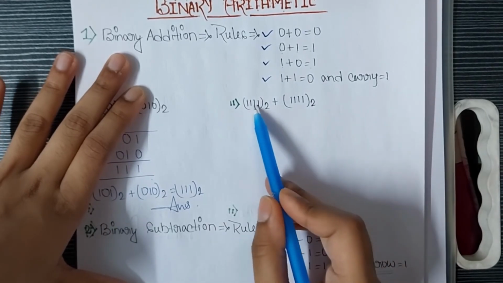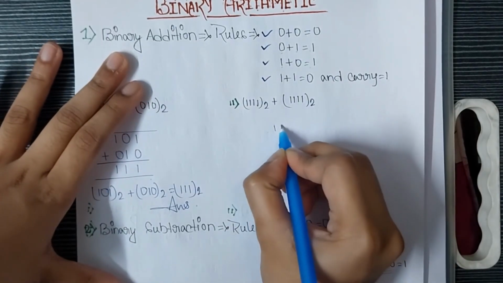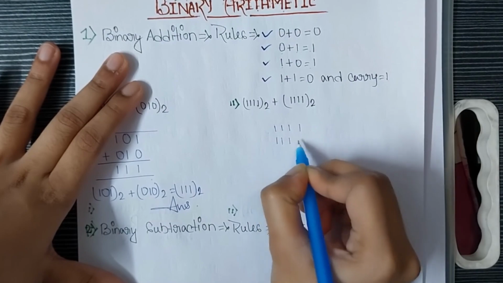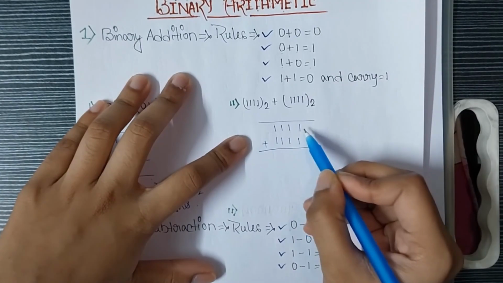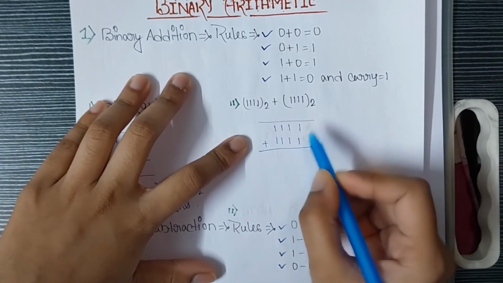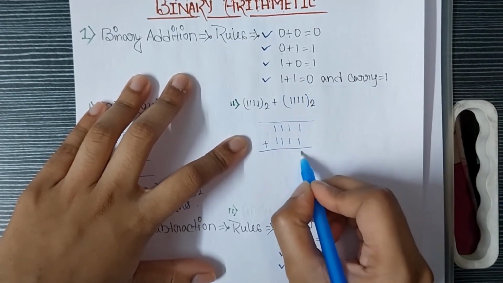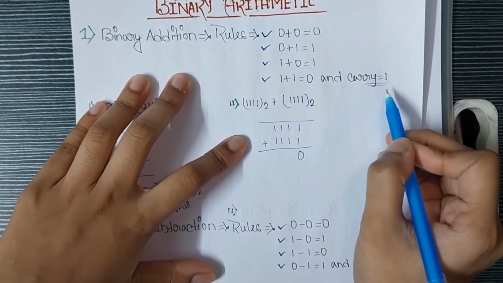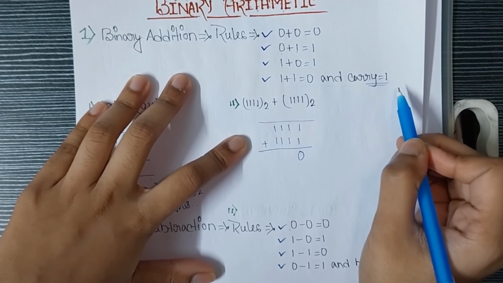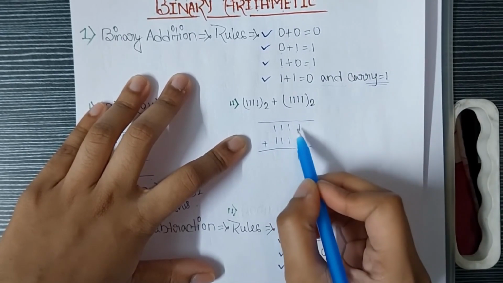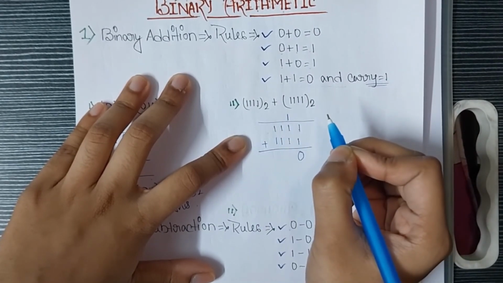Our next example is 1111 plus 1111. Again we will write the numbers as in normal addition. Now the first column is 1 plus 1. Here I have written the rule that 1 plus 1 will be 0 and there will be a carry. As I said, the carry we have to add with the digits of the next column. The next column is 1 1, so here we have to write the carry.